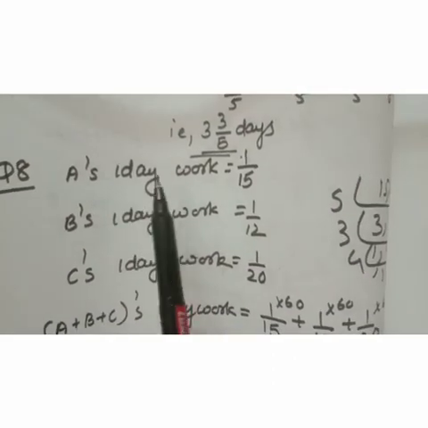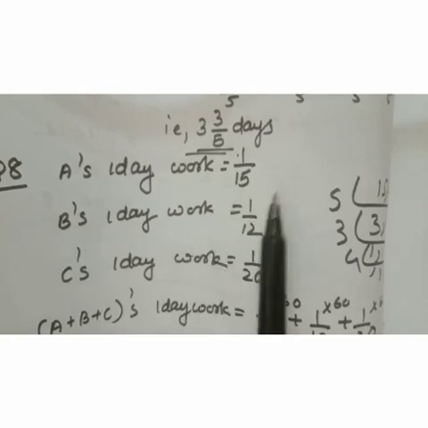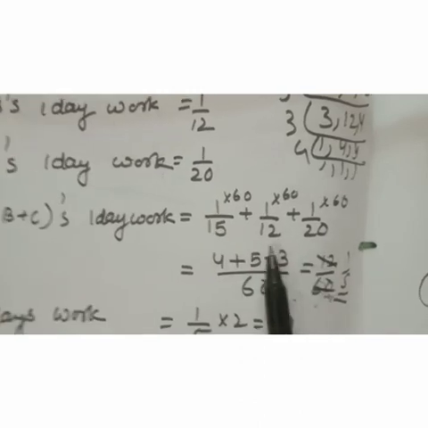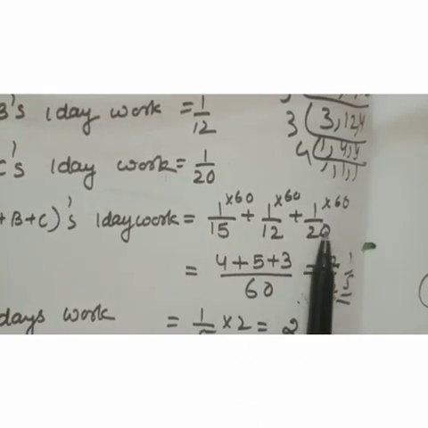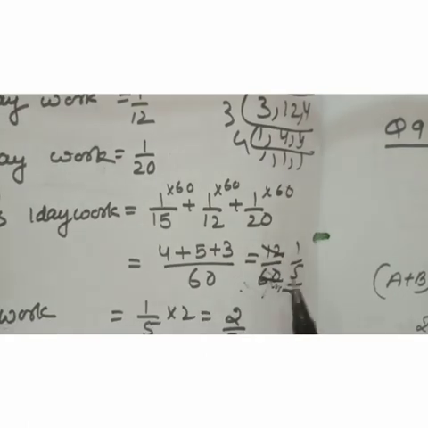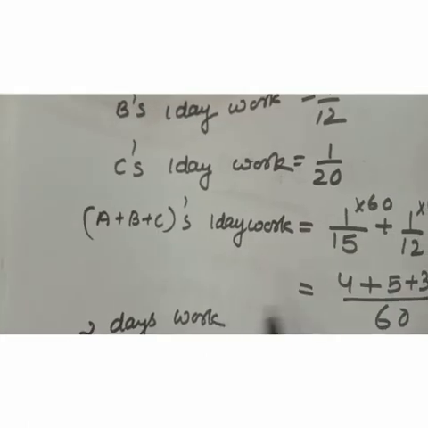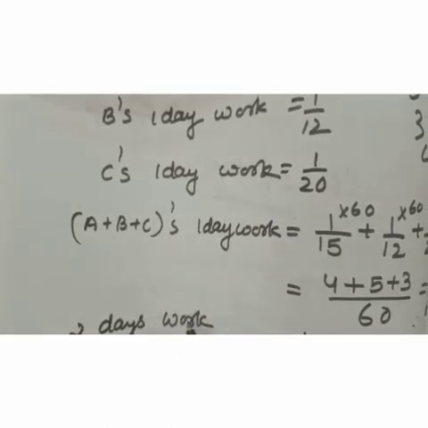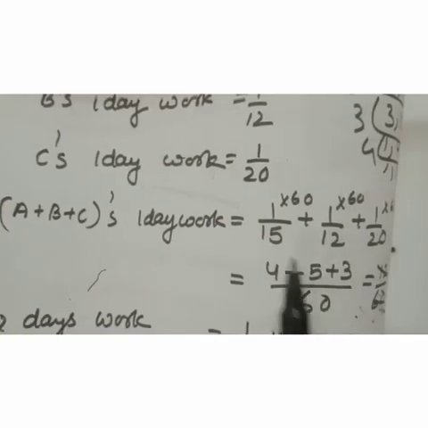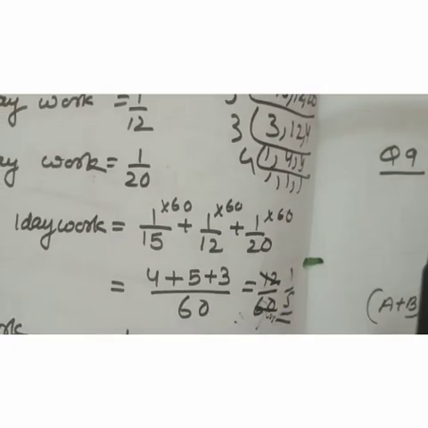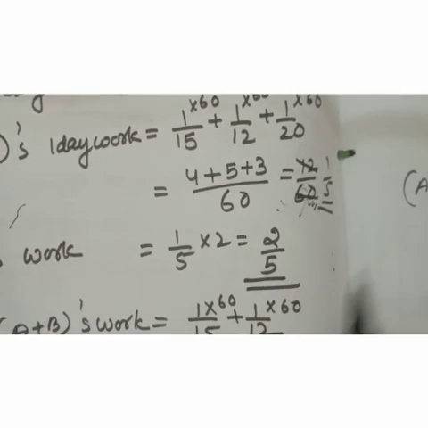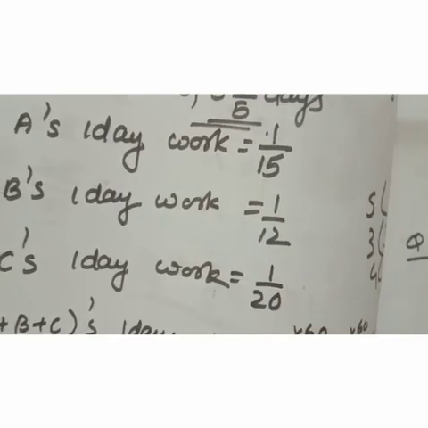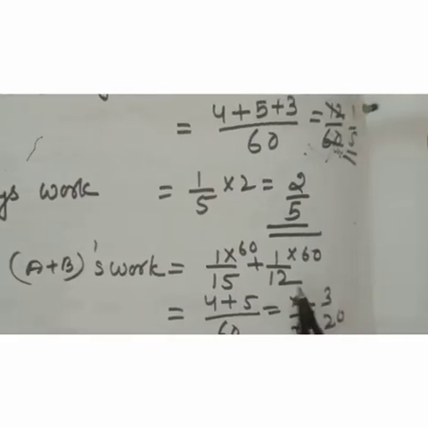Question number 8. A's 1 day work is 1 by 15. B's 1 day work is 1 by 12. C is also together. Take LCM. Any method, cross multiply or common multiply method. I take an LCM and solve, 1 by 5. First 2 days A plus B plus C worked. After 2 days C left. So A plus B's 1 day work is this much. Then 2 days work is 2 by 5. So 1 by 15 plus 1 by 12. Take LCM.